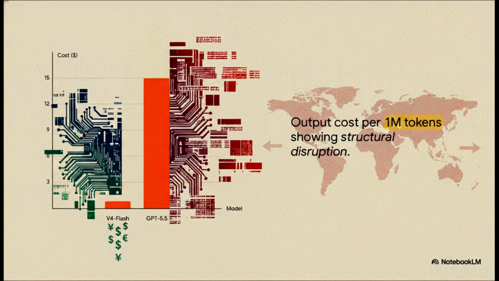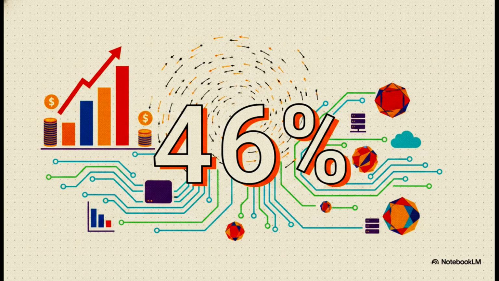Just look at this contrast. GPT 5.5 charges about $15 per million output tokens. DeepSeek V4 Flash, 28 cents. It is a completely different universe of pricing for frontier-level performance. And this massive price disparity is exactly why 46% of US enterprise AI workloads are now flowing to Chinese alternatives.